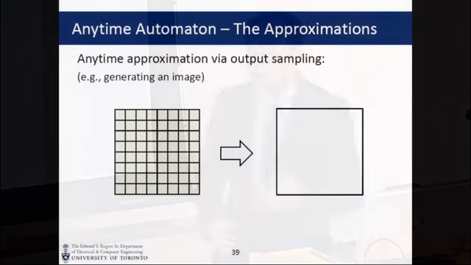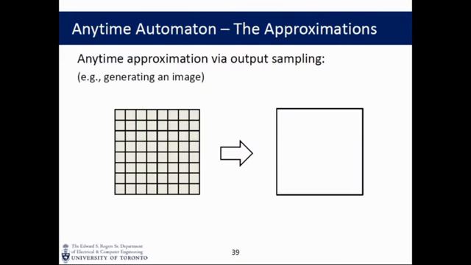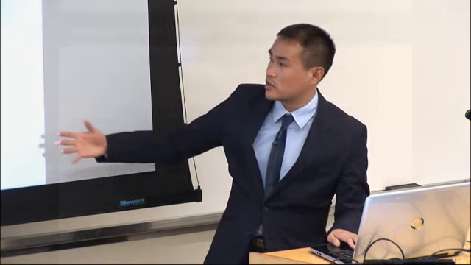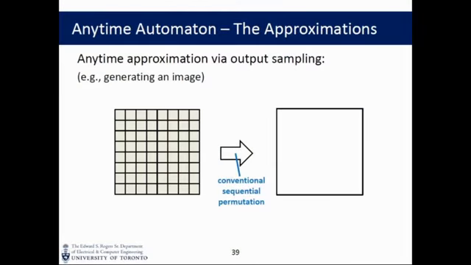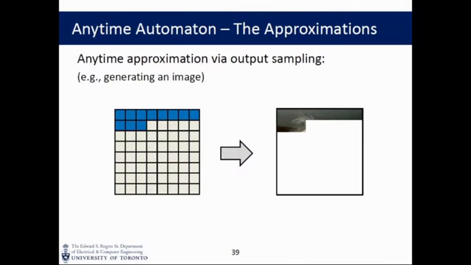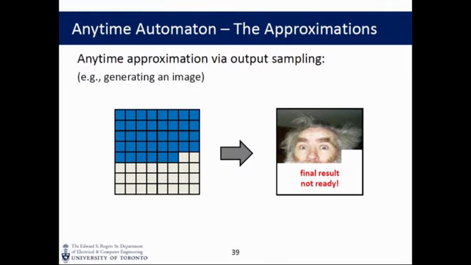Another approach is, say, you're doing some form of output sampling. In this case, we're going to generate an image from some input set. If we did the conventional sequential permutation, row major order of accessing our elements, this is not anytime because if you decide to cut it off halfway, your final result's not going to be ready. It's not going to be acceptable.